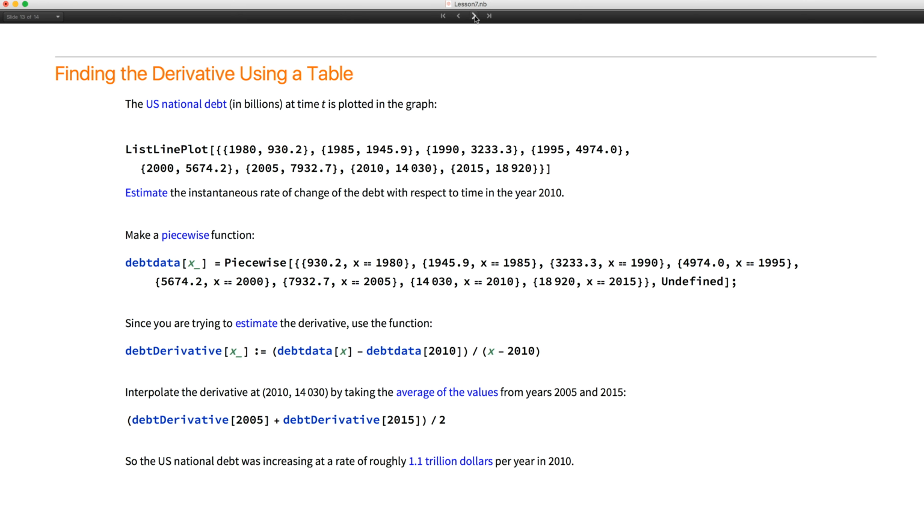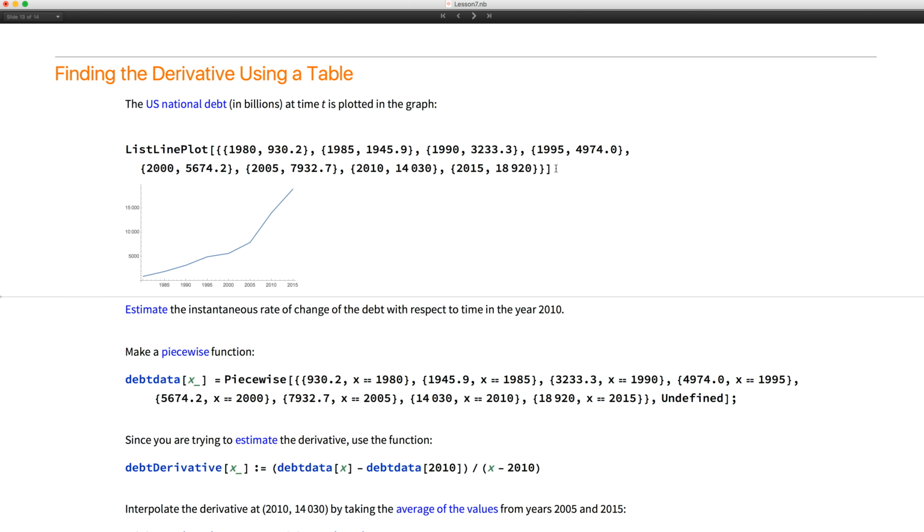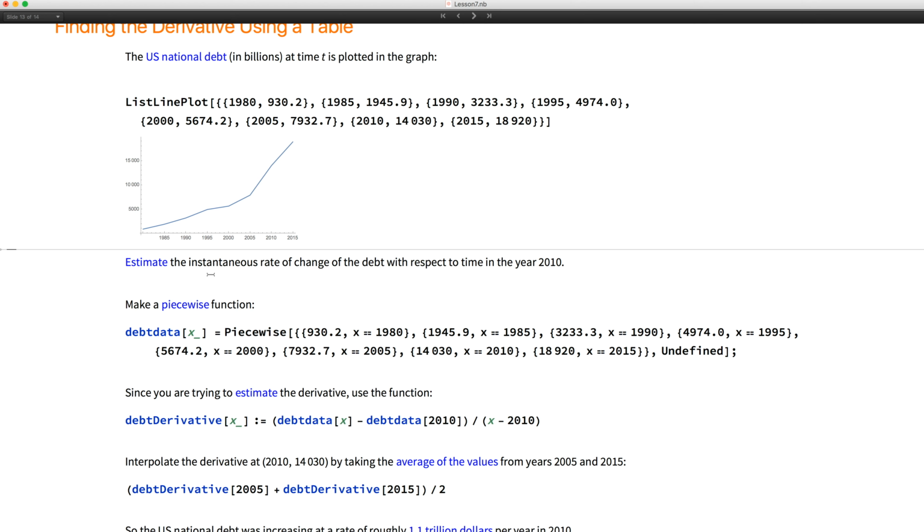And finally, an example involving tables. So here is the table showing the US national debt in billions between 1980 and 2015 measured at 5-year intervals. So here's a plot. It's clearly going up. The question is, can you estimate the instantaneous rate of change at the year 2010?